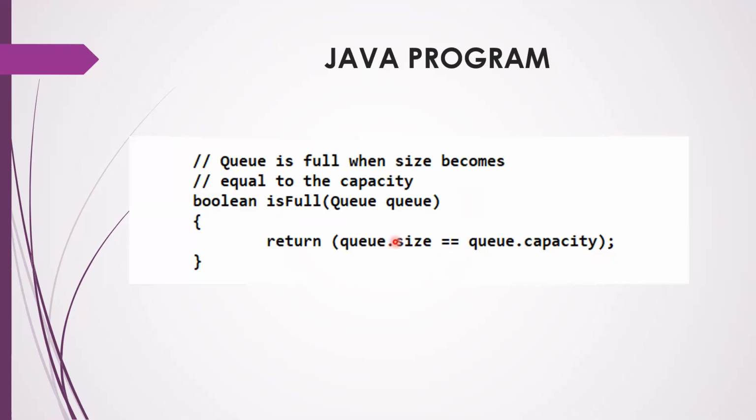Size means how many elements are present at the current state, and capacity is the total capacity of the array. Like you can store 5 elements, now it is only 2. So queue size is 2. Is 2 equal to the capacity 5? No. So it is not overflow. You can insert an element.